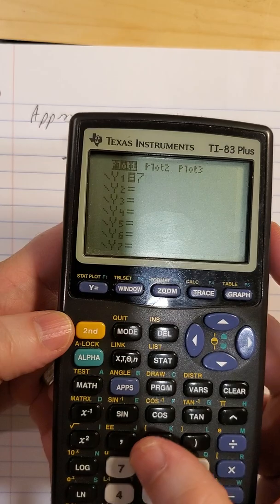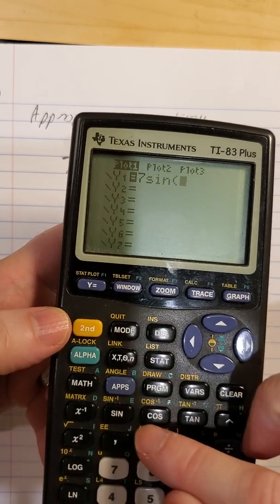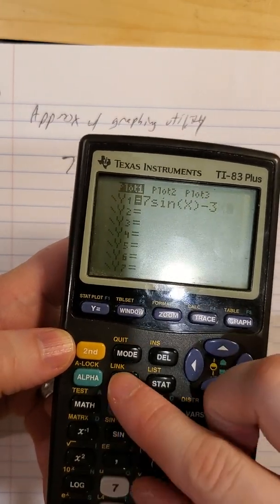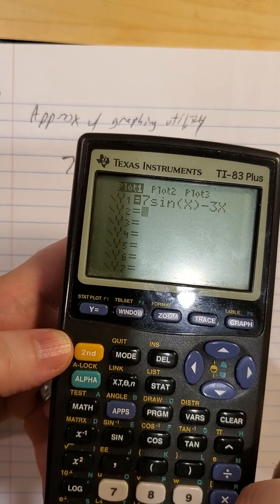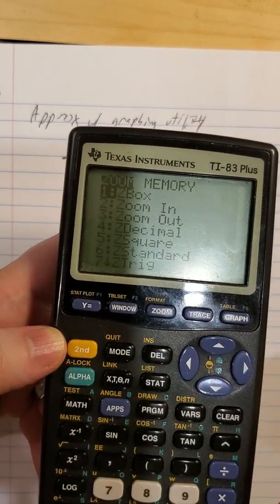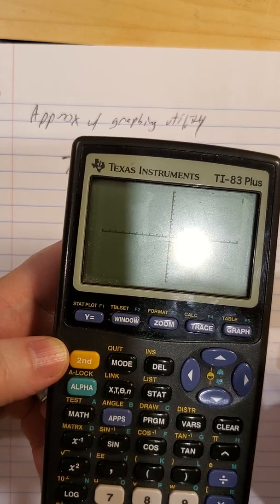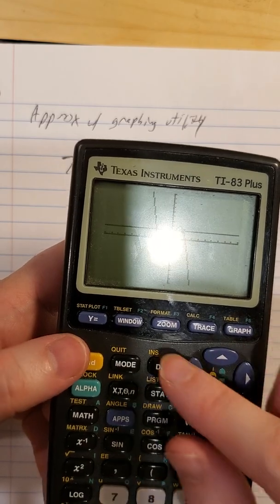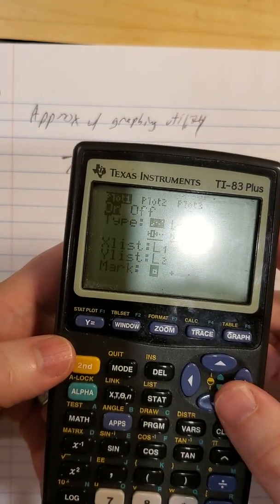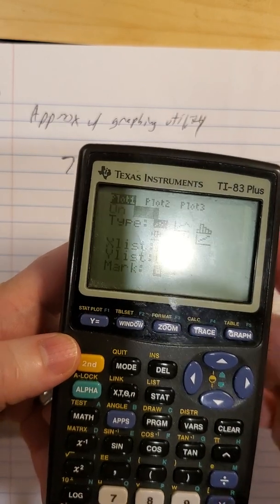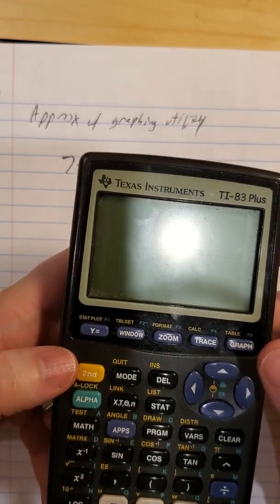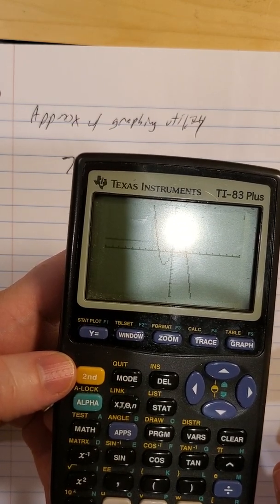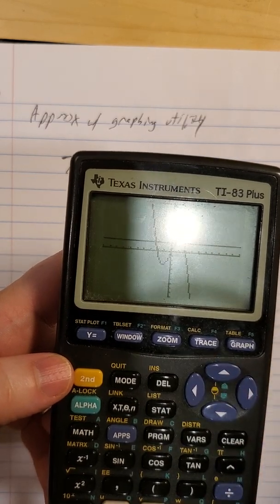So y1, 7 sine of x, close it on up, minus 3x. y2 is 2. And we'll start on zoom 6, the standard window. And my apologies, let me turn that stat plot off. That was something for my Calc 2 people. Back to our picture. So there's our sine curve, there's our line, and it looks like it meets in 3 spots.